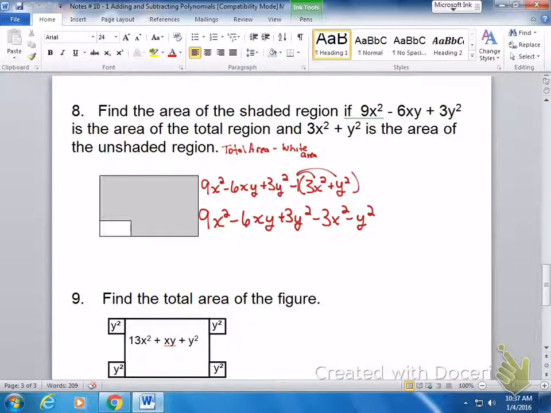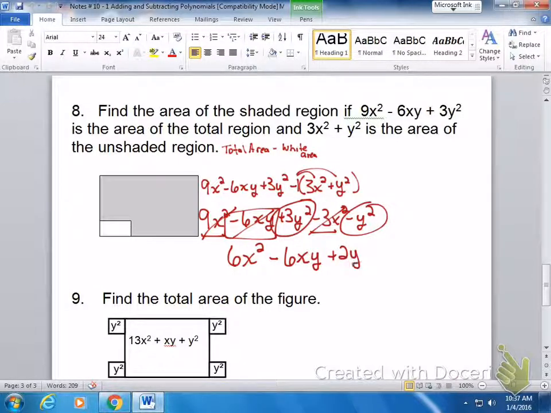I'm going to look at my x squareds first. Looks like I have two of them. 9x squared minus 3x squared gives me 6x squared. I have minus 6xy, but I don't have any other xy's, so I just keep it minus 6xy. Then I have 3y squared minus y squared, which gives me plus 2y squared. And that's all we can do. So if it asks for the area of the shaded region, take the total area minus the piece that's not shaded. Let's go to number 9.